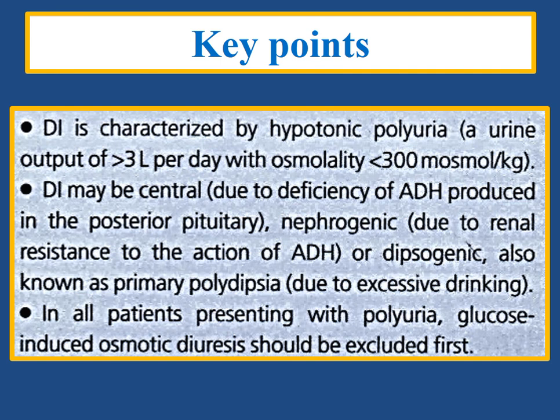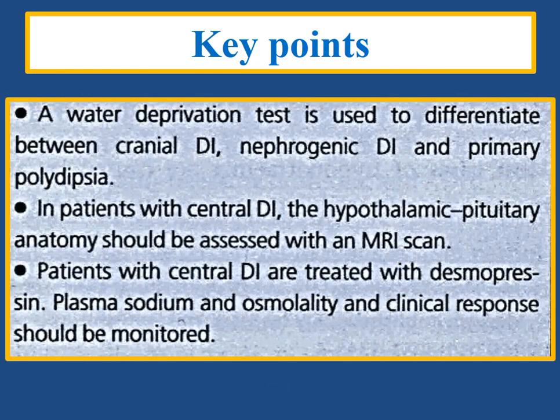In all patients presenting with polyuria, glucose-induced osmotic diuresis should be excluded first. A water deprivation test is used to differentiate between central cranial diabetes insipidus, nephrogenic diabetes insipidus and primary polydipsia. In patients with central diabetes insipidus, the hypothalamic pituitary anatomy should be assessed with an MRI scan. Patients with central diabetes insipidus are treated with desmopressin. Plasma sodium and osmolality and clinical response should be monitored.